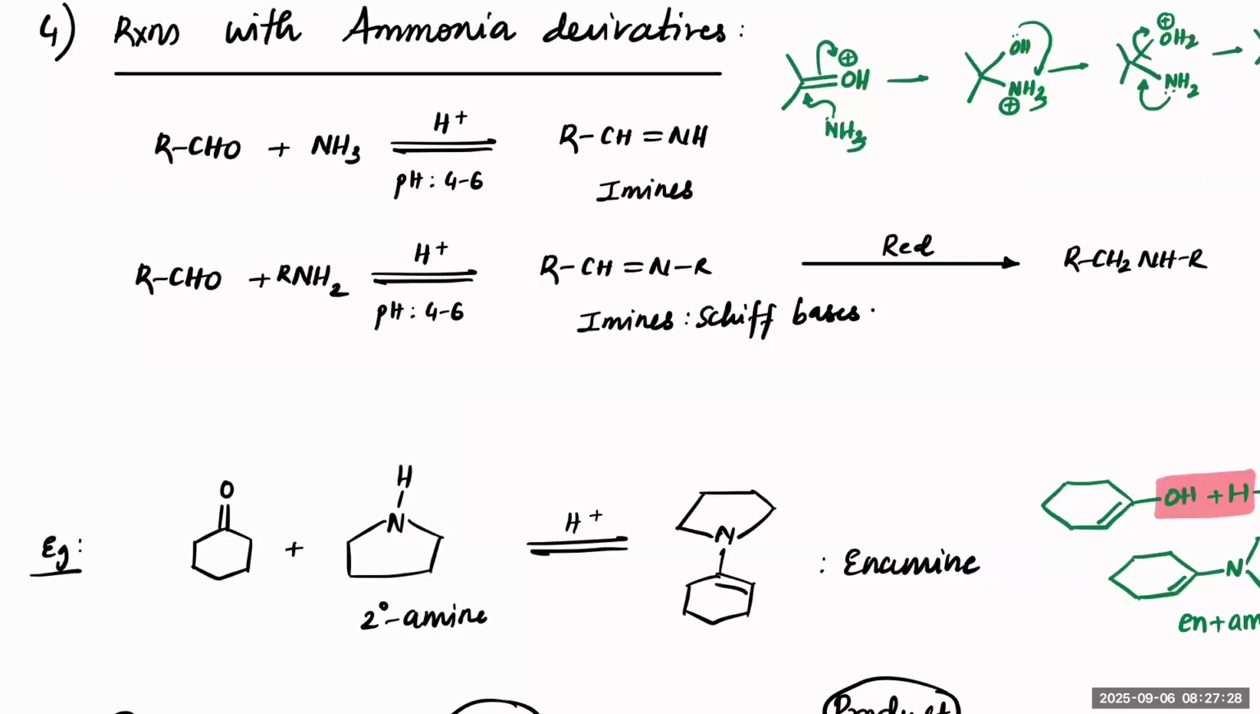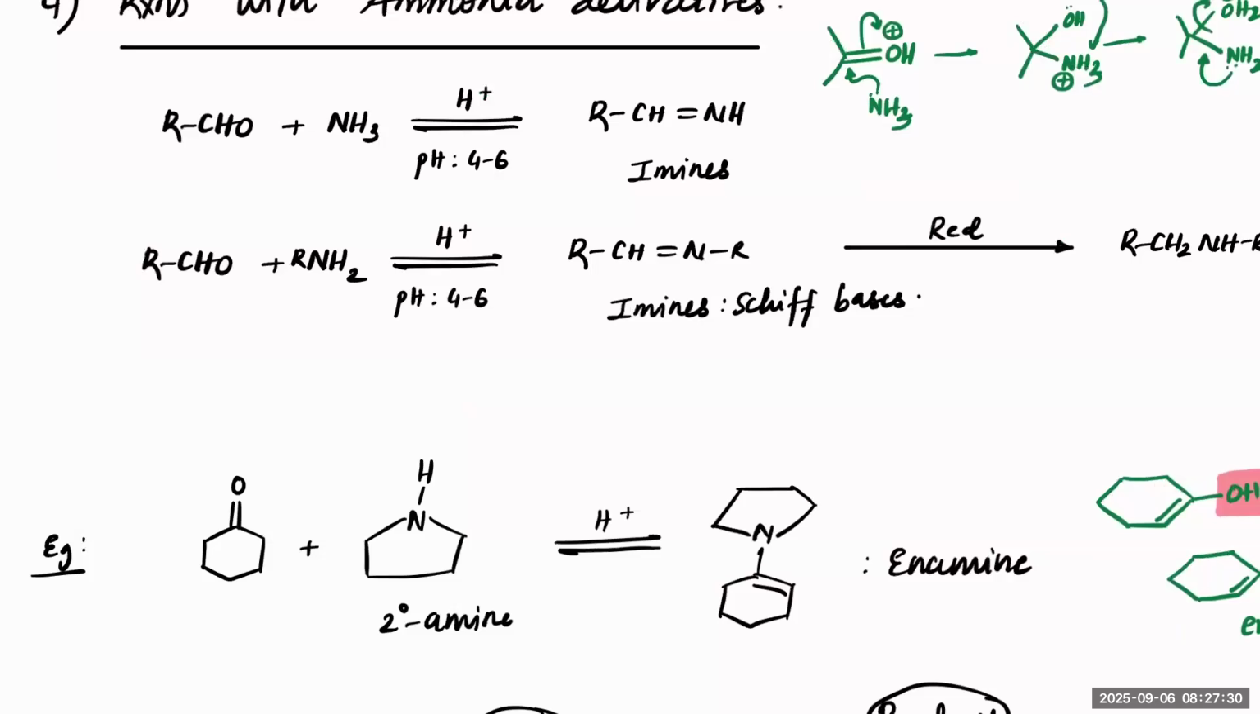Now, this is all you need to do. The mechanism is the same. Again, O will take H plus from here. These two hydrogens and this oxygen will eventually go, and carbon and nitrogen develop a double bond. So this is what you will get: imines forming with an R substitution. If there is some alkyl or aryl substitution on nitrogen, then those are called Schiff bases. Clear, beta? So it will form Schiff bases.